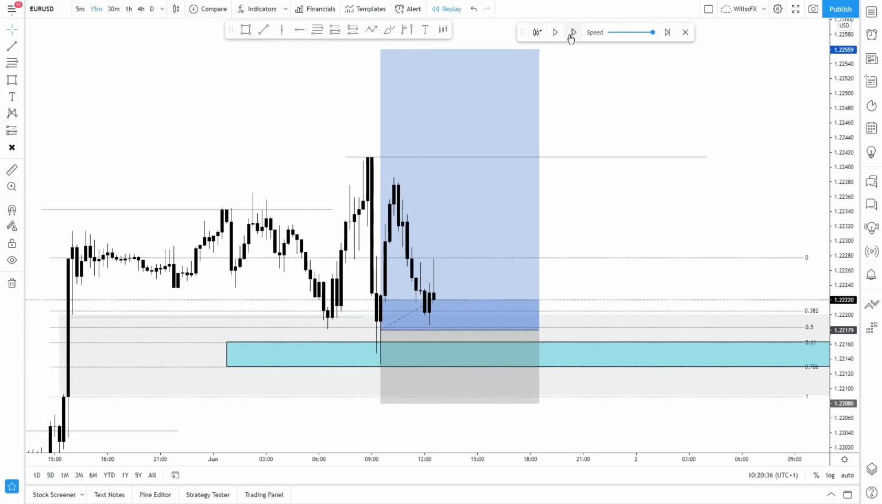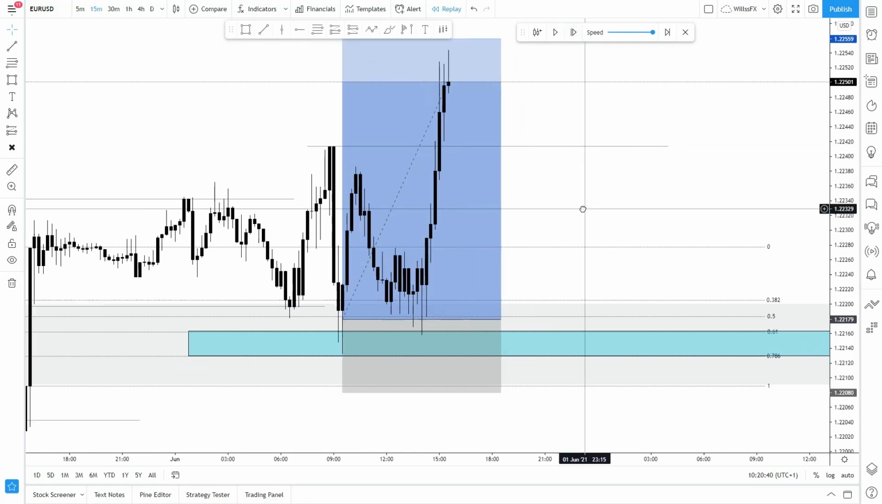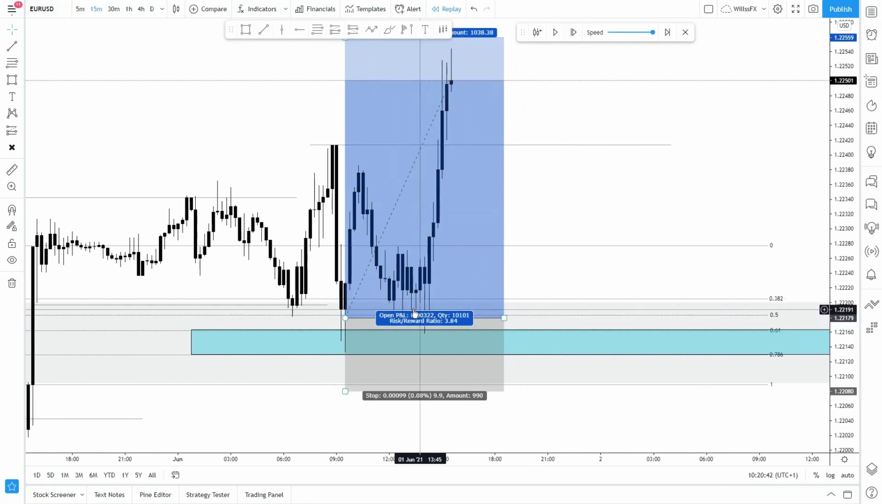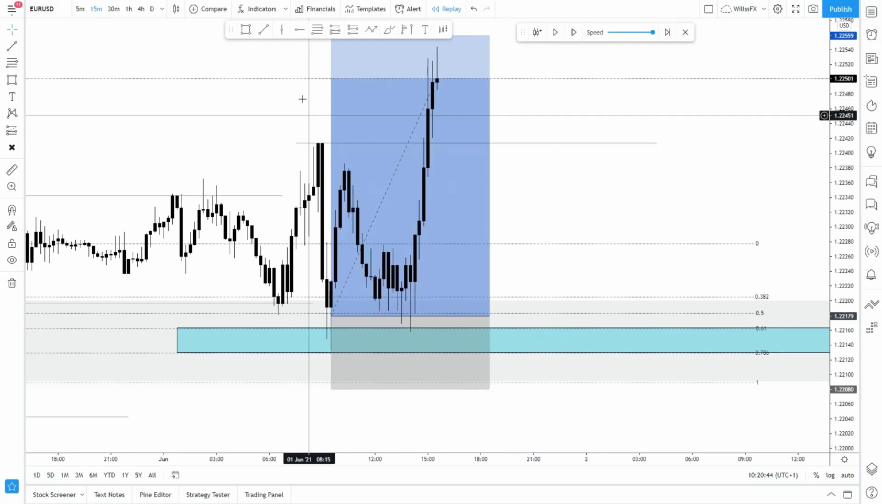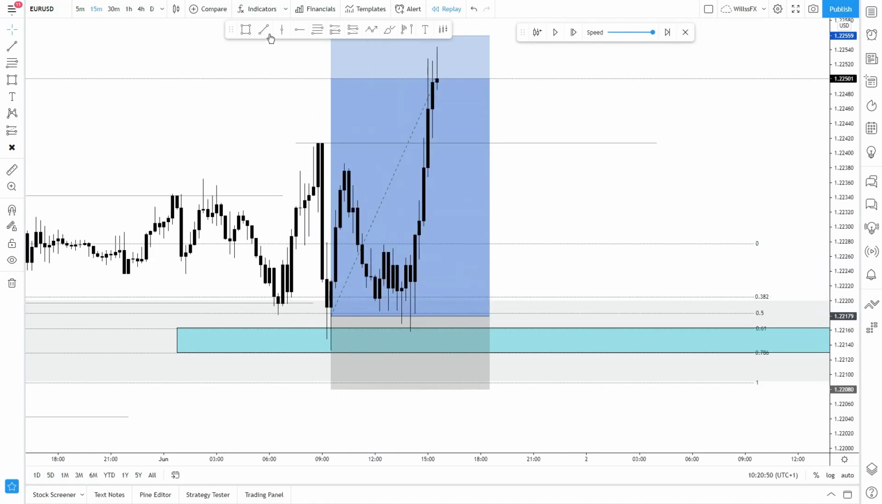So price comes back down, comes back up, hits the first target. You see here you could have got another entry, because what we came to do, we came back, and also we had a double bottom here.